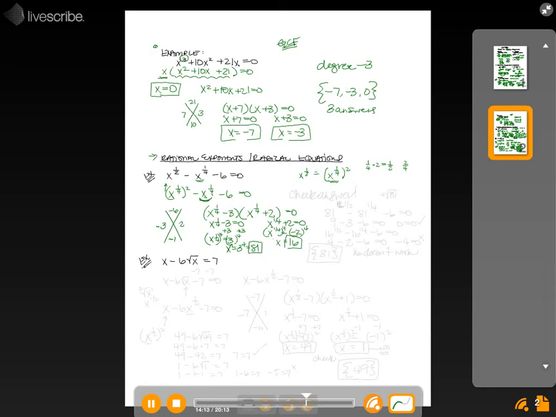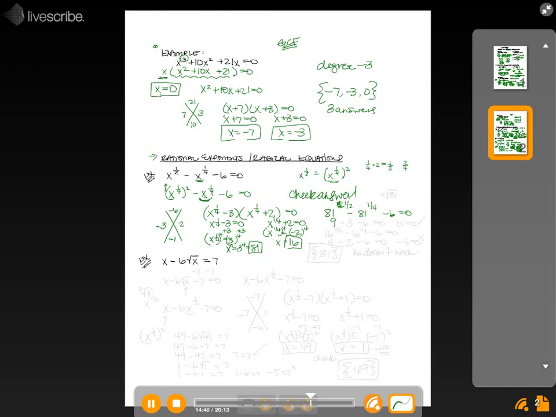Now, whenever we have rational or radical exponents, you need to check your answer. In this case, we have two things we need to check. We need to check 81 and we need to check 16. We're going to plug them both back into the original problem. So it would be 81 to the 1/2, minus 81 to the 1/4, minus 6 equals 0. 81 to the 1/2, we could put that in our calculator. It's really the square root of 81, which is 9.